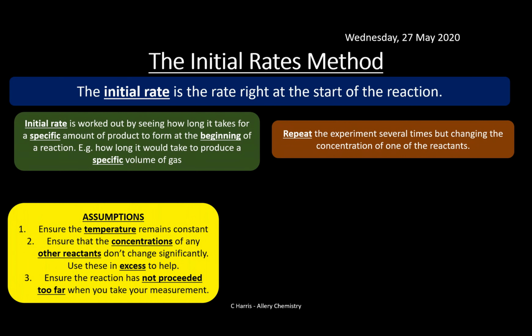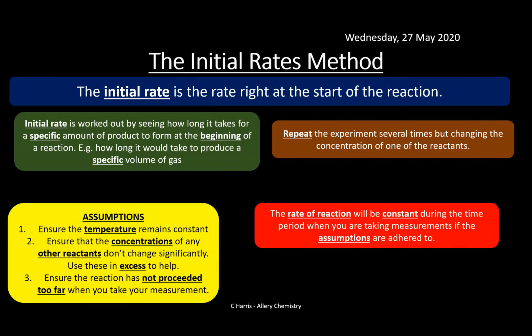So some of the assumptions that we make, remember, is that the temperature remains constant. So this is just a reminder, really. The temperature remains constant. Ensure that the concentrations of any other reactants don't change significantly. Okay, and then we use a large amount of this, so we use it in excess, and we ensure that the reaction has not proceeded too far when we take the measurement. You must make sure you understand these assumptions when we are collecting data for initial rate, for example. So these are the assumptions that we're making.